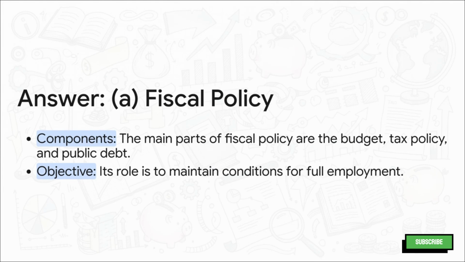Fiscal policy. In simple terms, fiscal policy is the government's strategy for managing its spending and income, and the budget, along with tax policy and public expenditure, are its most important tools. It's through these that the government tries to achieve goals like economic stability and full employment.